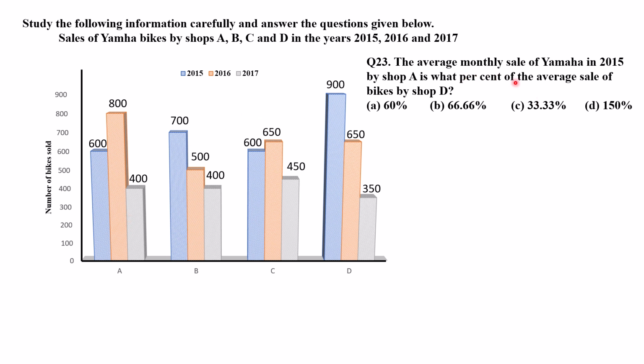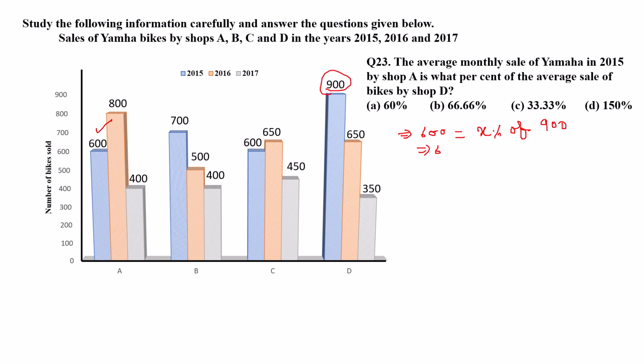So, the first one is: the average monthly sale of Yamaha in 2015 by shop A, which is 600, is what percent of the average sale of bikes by shop D, which is 900 for the same year, the 2015 year? So, the question says you have to find the average monthly sale of Yamaha in 2015 by shop A. By shop A, in the year 2015, the blue one, it is 600. This is what percent? Okay, let the percentage be X. So X percent of the average sale of bikes by shop D, which is 900. And then you have to solve it.